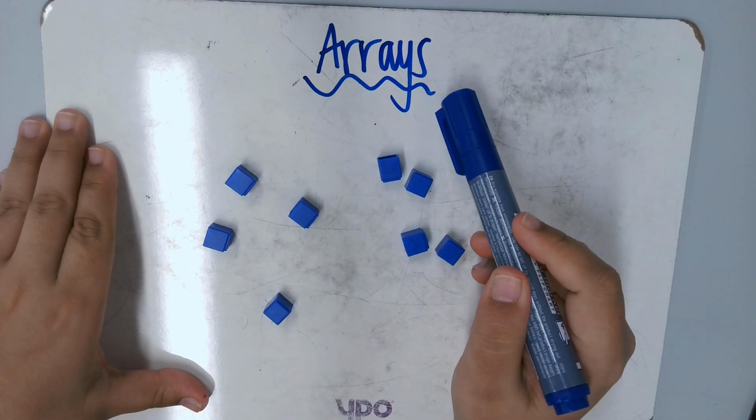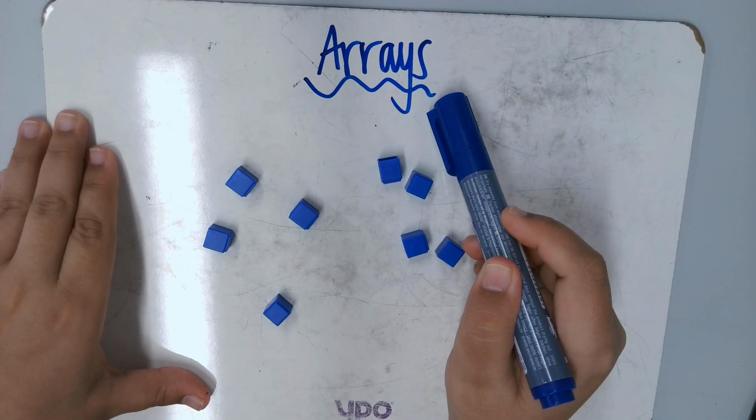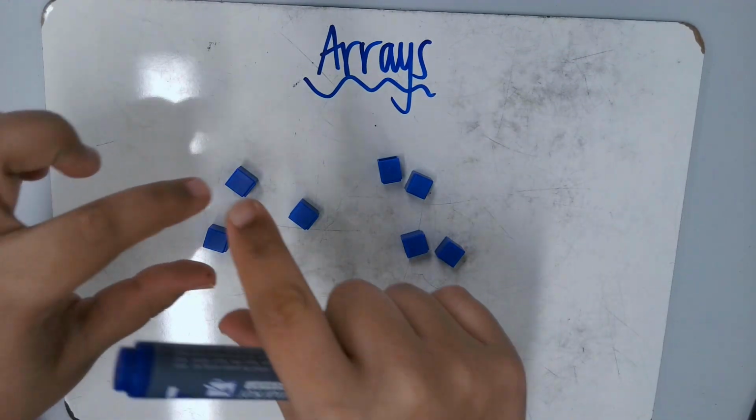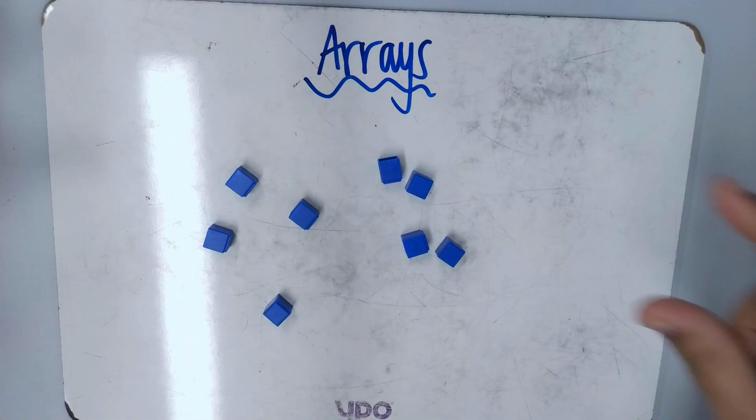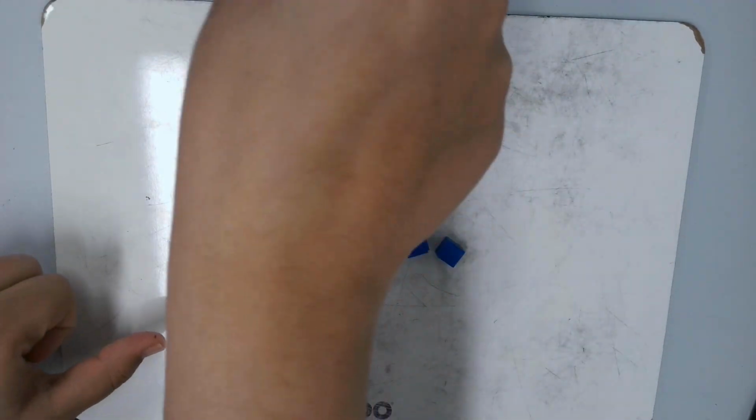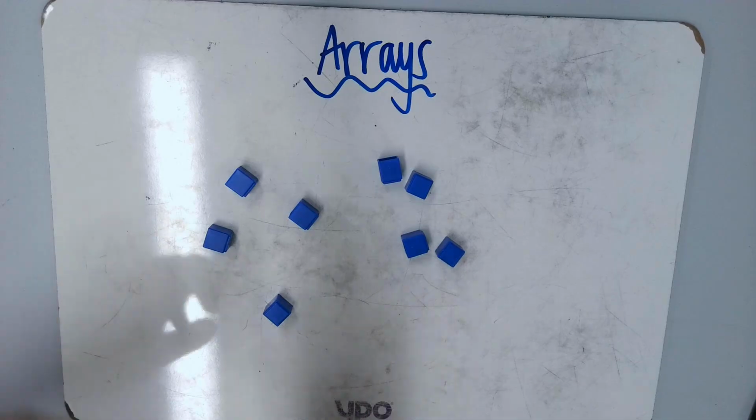Before we get started, an array is when you have objects that are arranged in equal rows and columns. Just need to remember that a row is horizontal, goes this way, and columns are vertical.